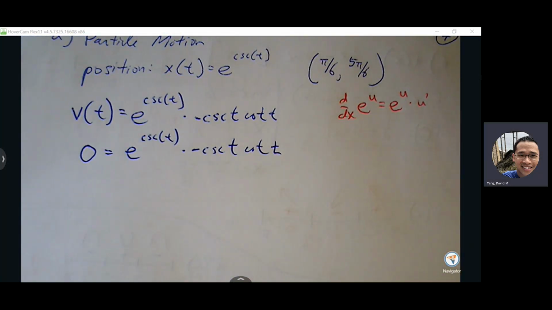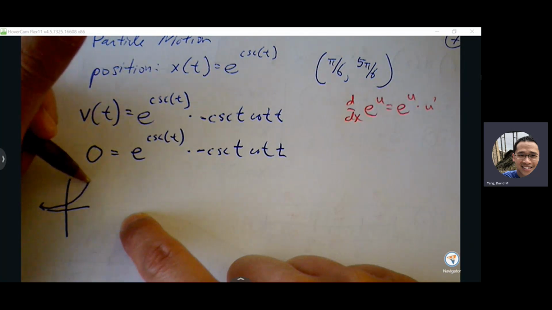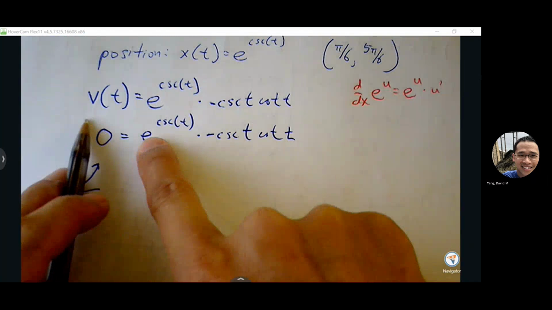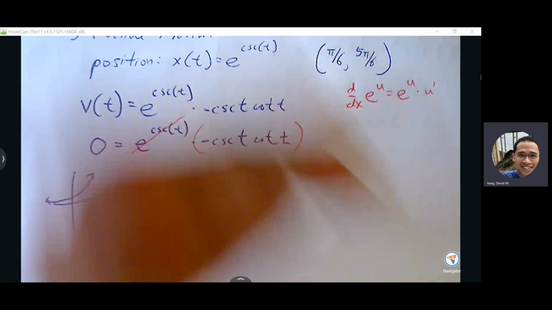Which part do we not have to worry about? The e, because the e is just going to look like this, right? It's just an exponential function. That exponential function is always going to be living above the x-axis. So we know no solution will come from that. We can ignore that part. It's just this part we have to worry about.